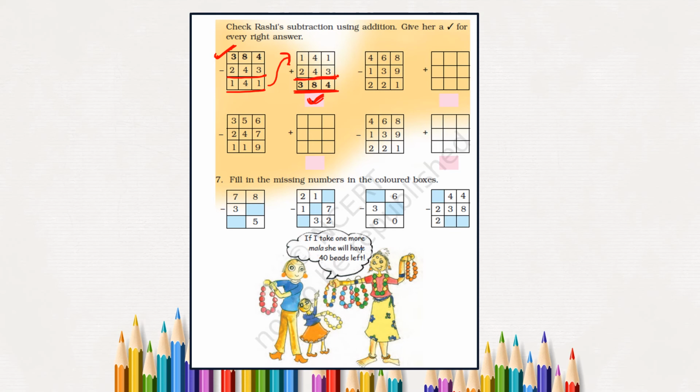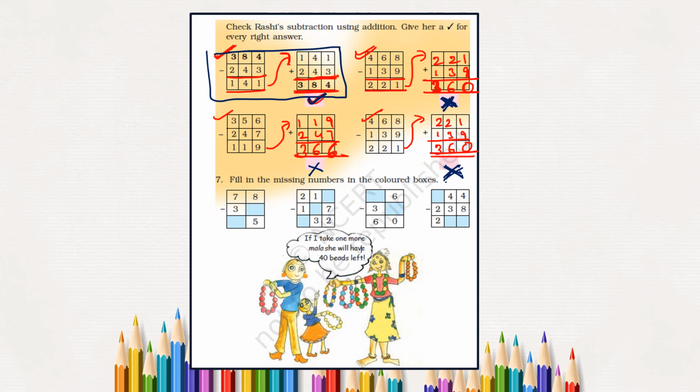Similarly, 468 minus 139, she has written 221. Now we will add 221 to 139 and see if it gives us 468 or not. Is it the case? It gives us 360. So no, this is incorrect. Similarly, we will do for the rest of the parts. So here, apart from the first part, all the other parts are incorrect. Her subtraction is incorrect. Okay.